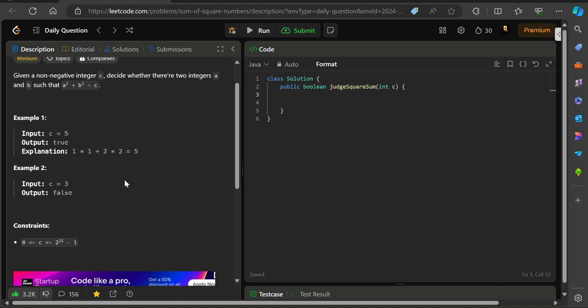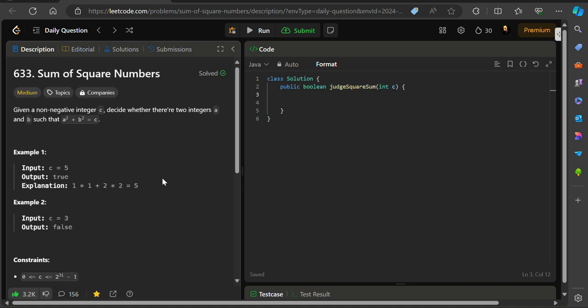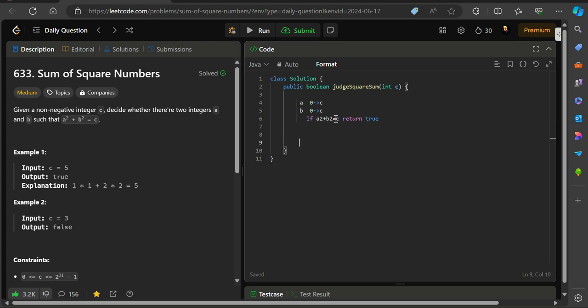So how to approach this problem? The first trivial approach that comes to our mind, let's take two loops. A will run from 0 to c, and another inner loop, B, which runs from 0 to c. Now I will determine if a square plus b square is c. If this condition holds, then just return true, and if none of the combinations work, just return false. That's it. This is a simple approach, but it takes order of c square time, right? So it's a bit brute.